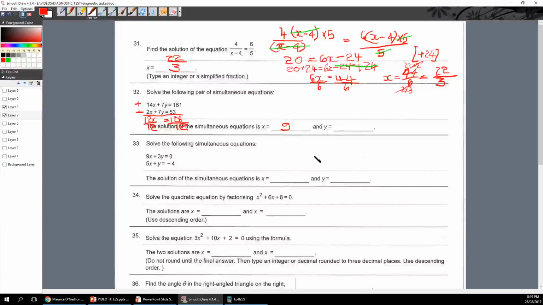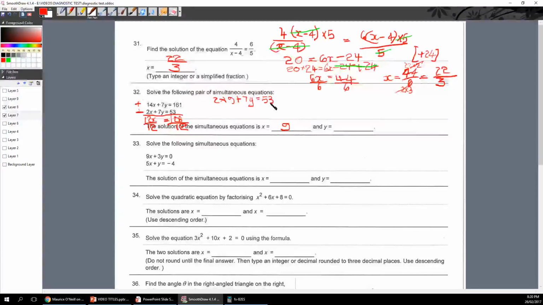Okay, x equals 9. Now, that's x, but what's y? Well, you can just use one of the equations. Which would be the easiest one? So I think this one, so I'm going to use the bottom equation. 2 times 9, which is x, plus 7y equals 53.